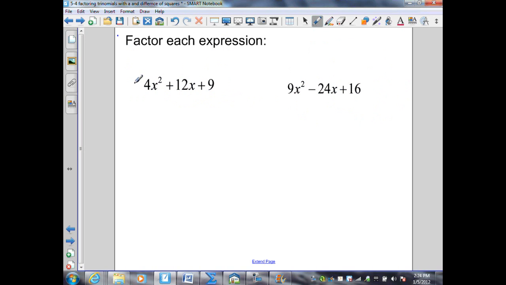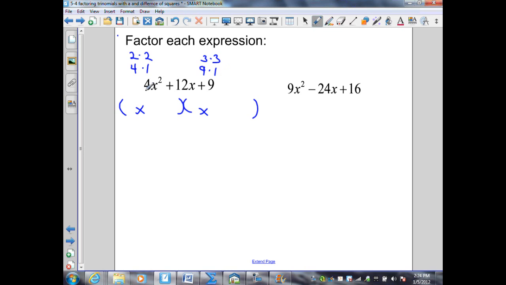On the next example, again, we have the form of ax squared plus bx plus c. I need to generate two sets of parentheses. We know that x squared is going to break up into x and x. And now that I see I have perfect squares on my front end and back end, or my a term and my c, I'm going to try perfect squares first. Therefore, I know that 4 breaks up into 2 times 2 and 4 times 1. And I know 9 breaks up into 3 times 3, or 9 times 1, or 1 times 9.